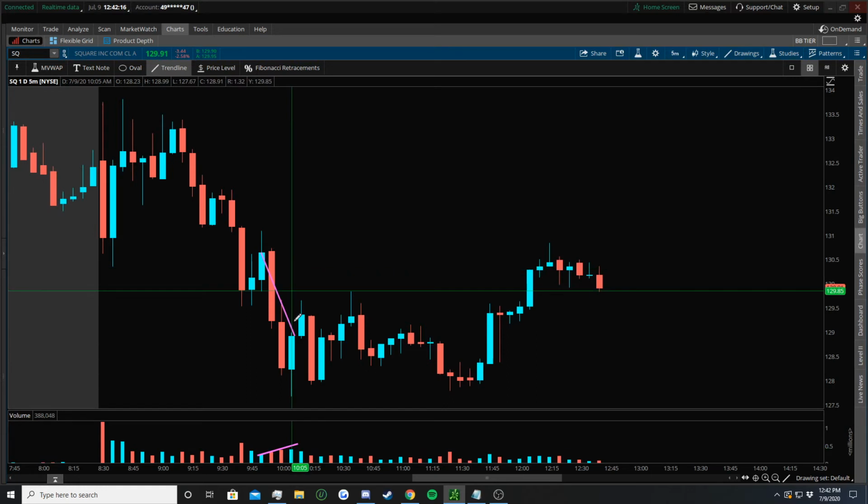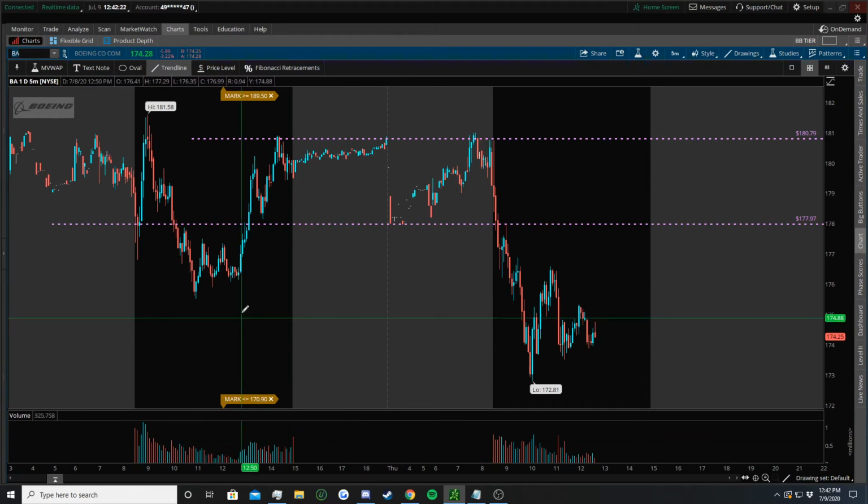Which, that's kind of divergence, but you had rising seller volume, so that's okay. I'll see that BA chart. I know there was one here.